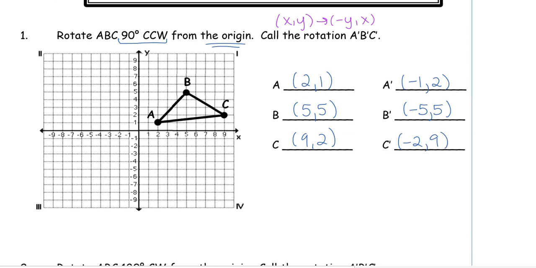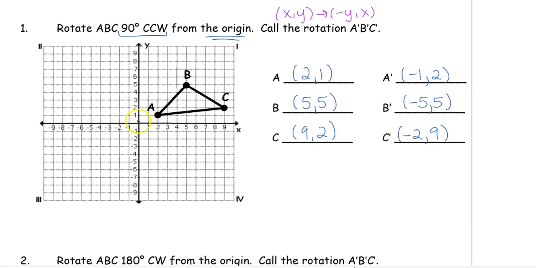So the image after this rotation, and remember, here's my origin. What I'm doing is I'm taking this triangle and I'm rotating it counterclockwise 90 degrees. So I'm going one click around my circle. I know I'm going to end up counterclockwise over here somewhere, going one turn of my circle around. And to plot those points, we're at (negative 1, 2). This is the image of A, so A prime. (Negative 5, 5) is the image of B, so B prime. And the image of C is (negative 2, 9).